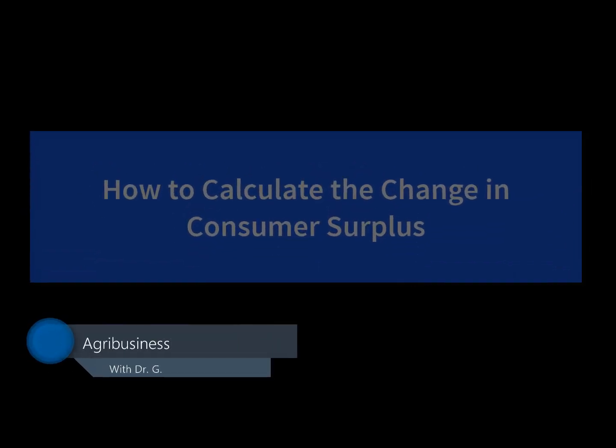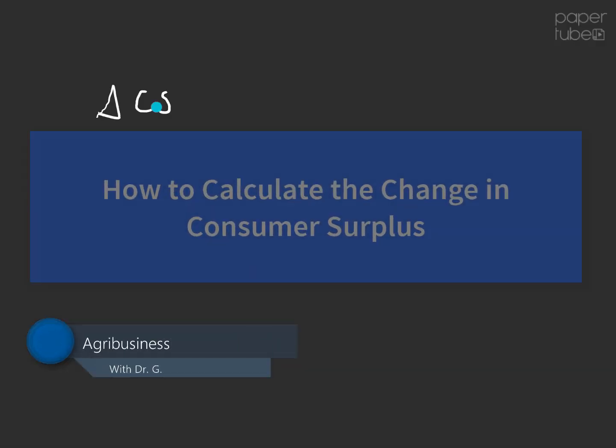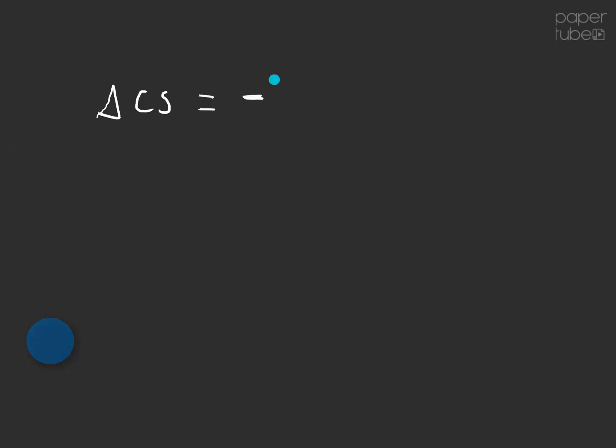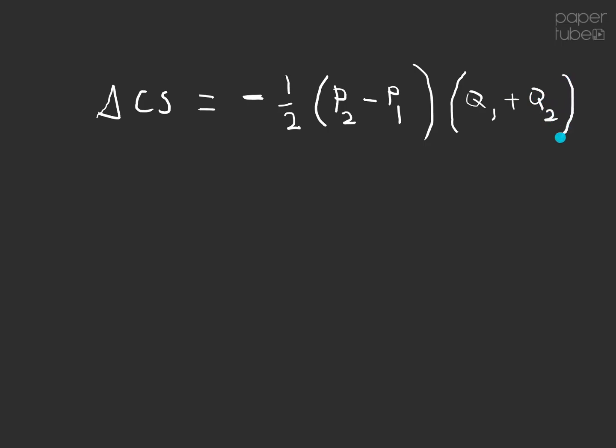In this video, we're going to calculate the change in consumer surplus using the formula for the area of a trapezoid. Let's start off by writing down the formula. The change in consumer surplus is equal to negative 1/2 times the height of our trapezoid, which is just the change in the price, P2 minus P1, multiplied by the length of the top of the trapezoid plus the length of the bottom of that trapezoid, which turns out to be just the sum of our two quantities, Q1 plus Q2. So this is our formula. Let's apply it.